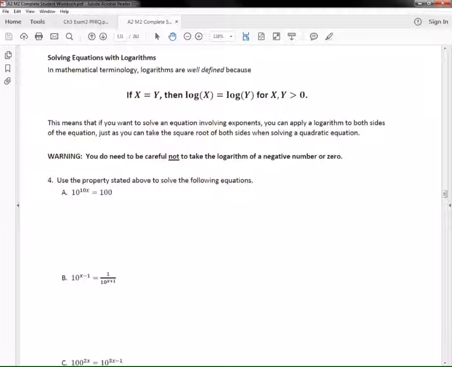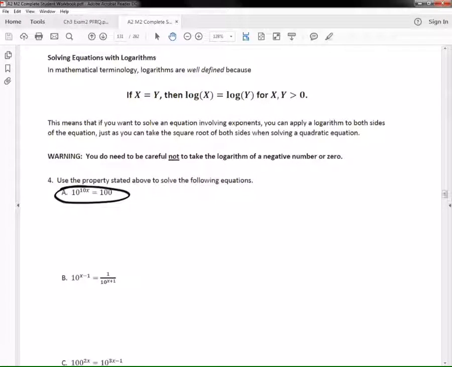Now, when would you ever want to take a logarithm of something? I will show you. You see this equation that we're trying to solve? It has an x in the exponent. How do you get an x out of an exponent? This is when you use logs.